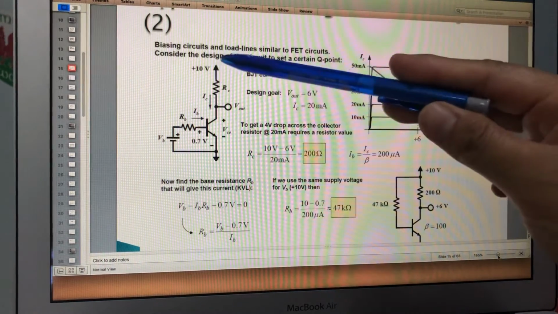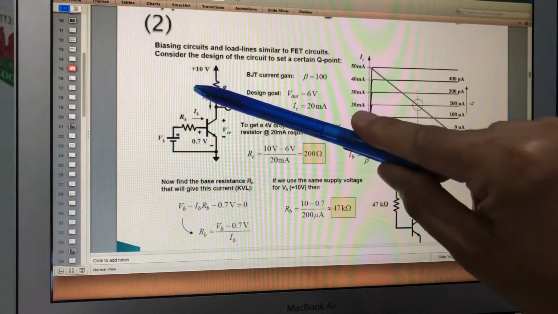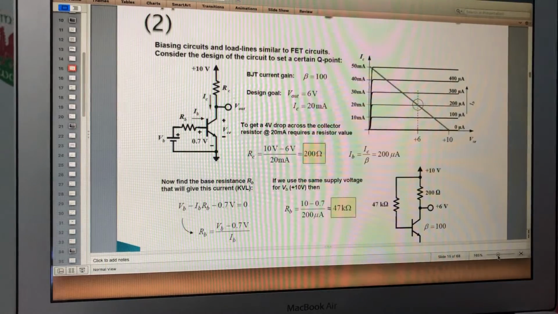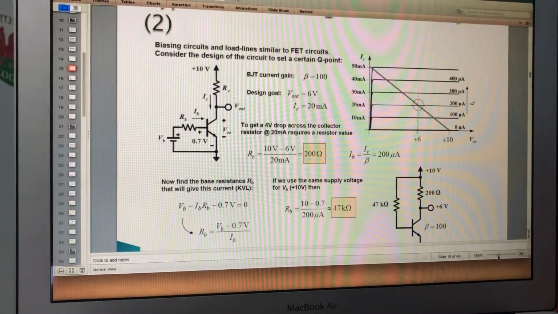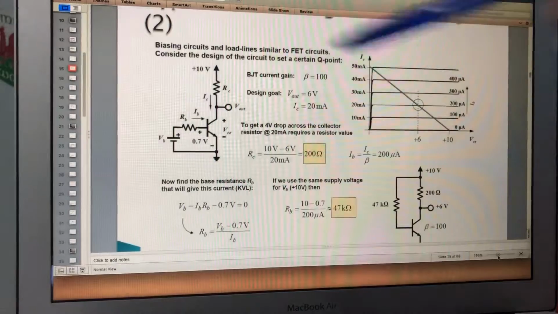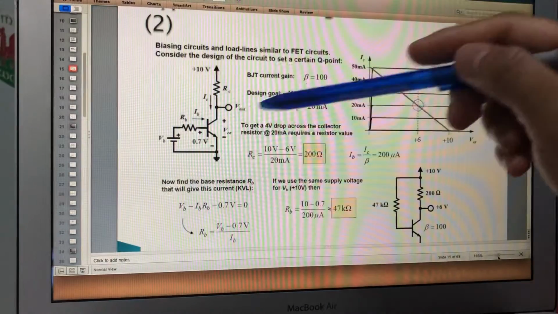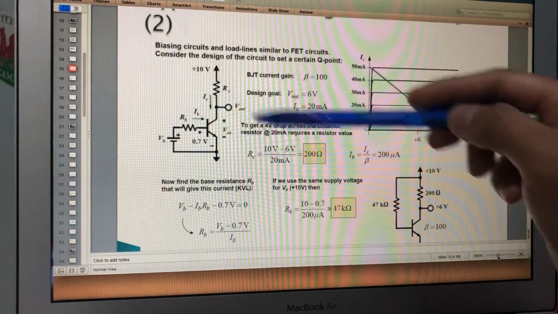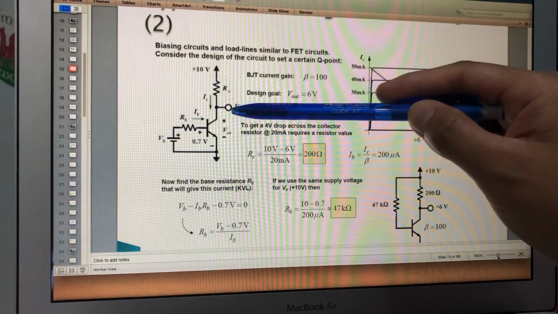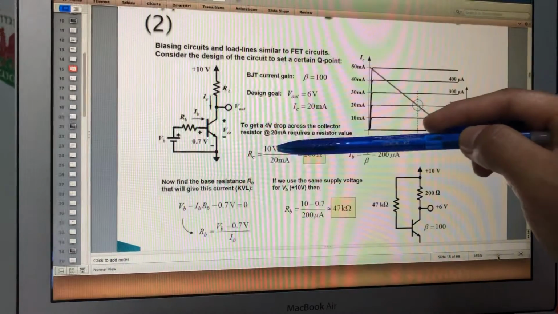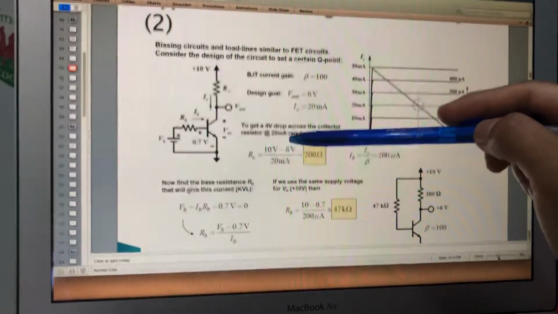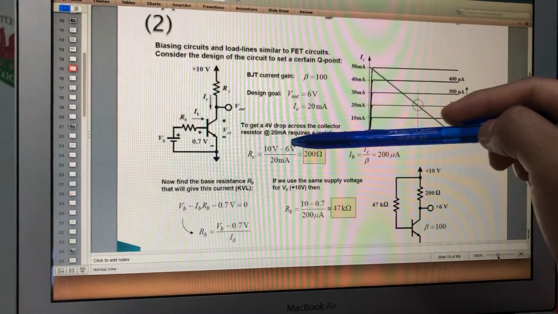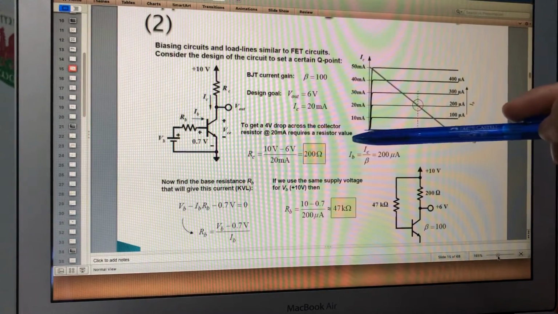Now if we also choose our VCC, our VCC equals 10 volts. This is VCC, the supply voltage coming from the supply, 10 volts. If we want to get a 4 volt drop across the collector resistor, so this is 10, this is 6, it means a 4 volt drop across the collector resistor. We put a resistor here. At 20 milliamps, we require a resistor value.